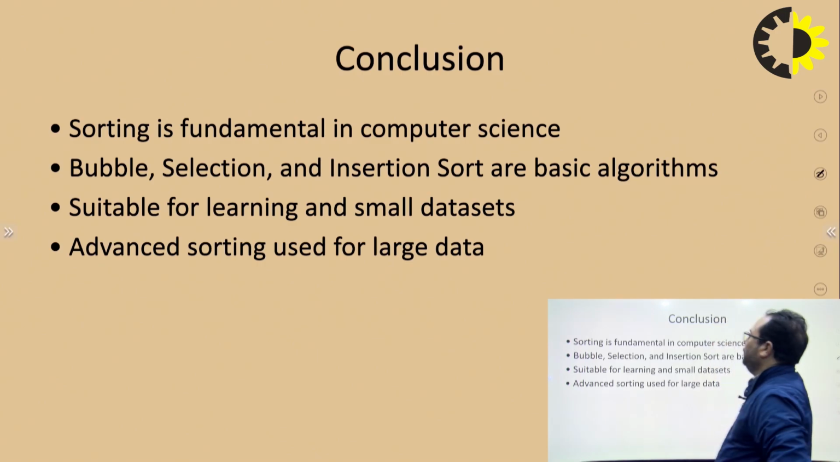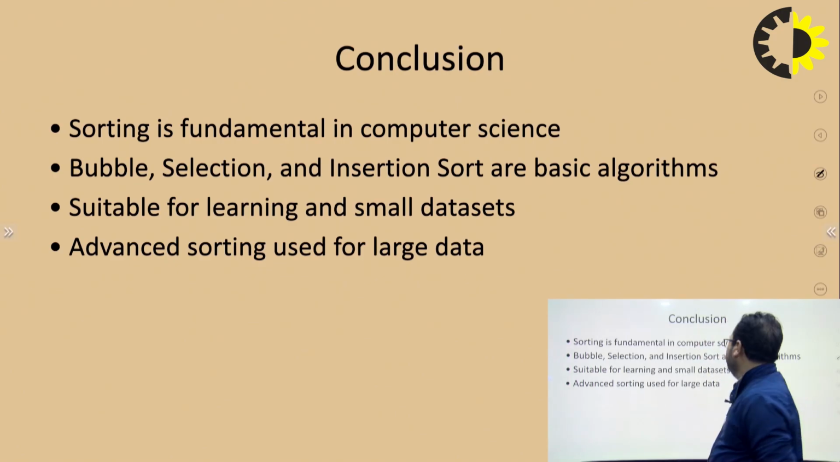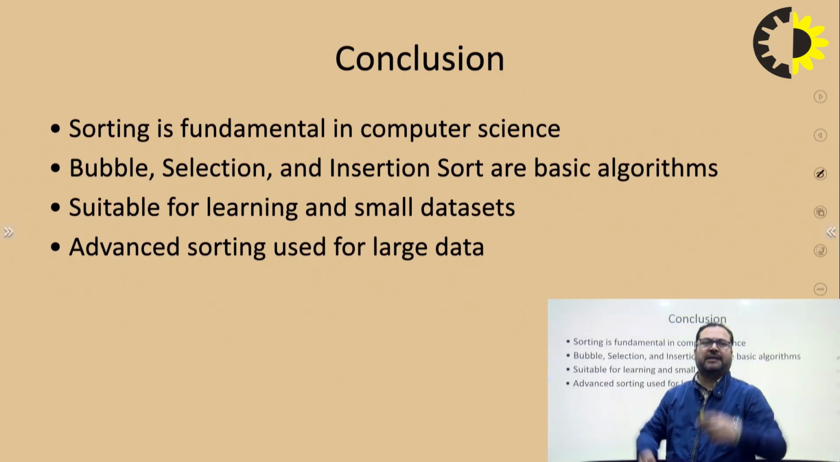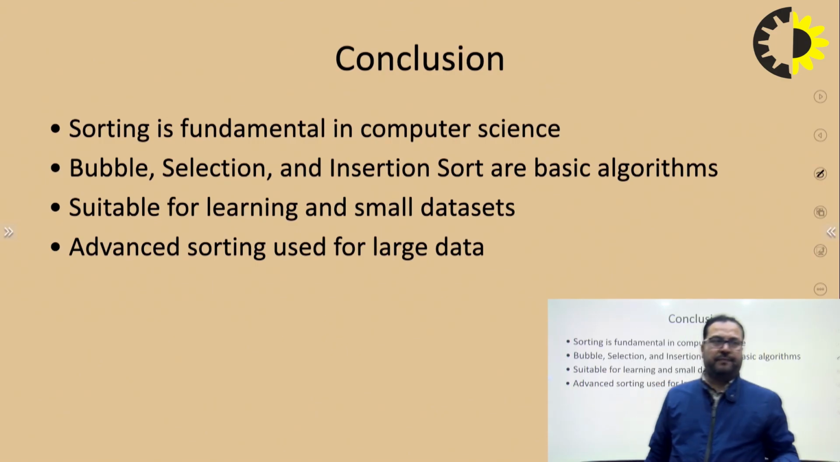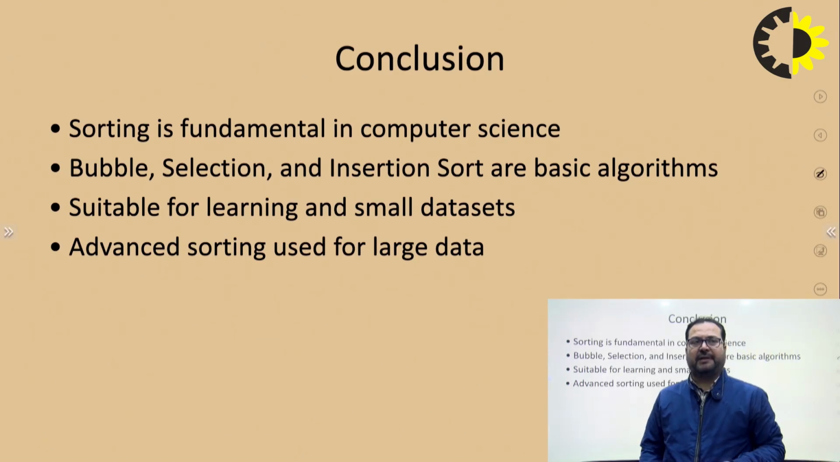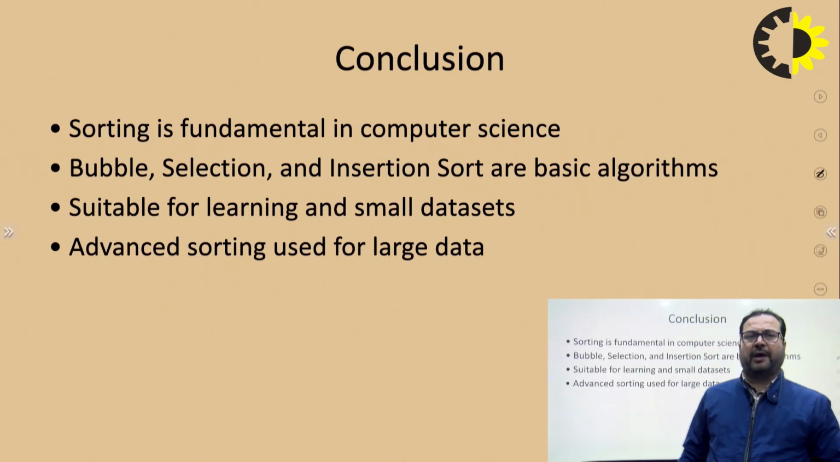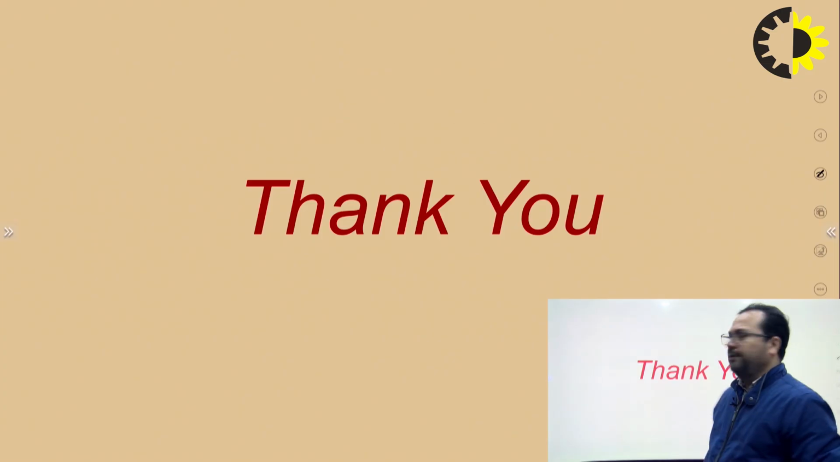So this is the conclusion. Sorting is fundamental in computer science. Bubble, selection and insertion sort are basic algorithms suitable for learning and for small data sets. Advanced sorting is used for large data. For a small data set, we can do this kind of sorting, but for large data sets, and depending on how the data are arranged, these sorting algorithms are not applicable. We will have the next ones, there are many other sorting algorithms too that could be used. So this is all about the sorting technique. Thank you very much.